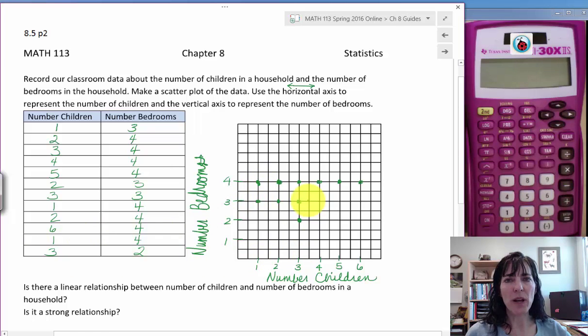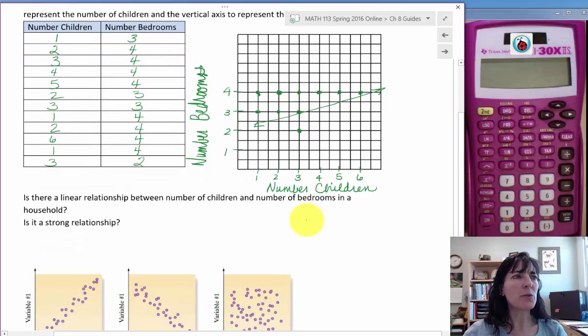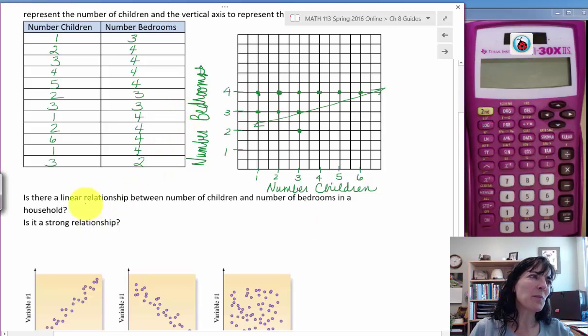All right, there's a scatter plot of the data from my class, and it doesn't look like there's really much of a line. So I would say weak, maybe something like that, but it's pretty weak because it's not like a definite line when you look at it. So that's why I say weak. Is there a linear relationship between the number of children and the number of bedrooms in a household? Yes. Is it a strong relationship? No.